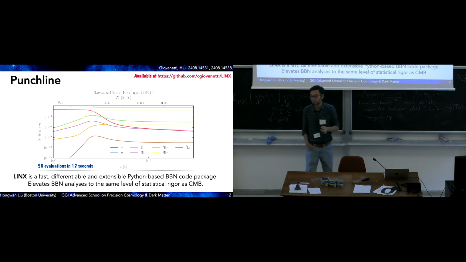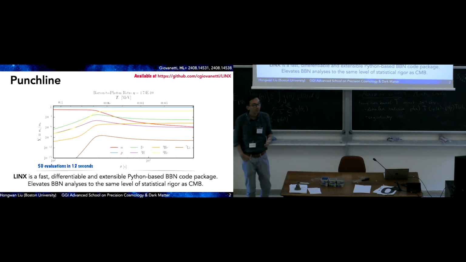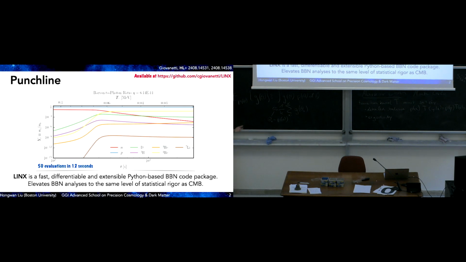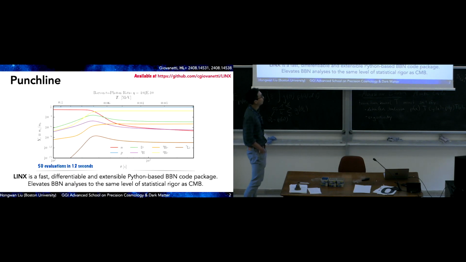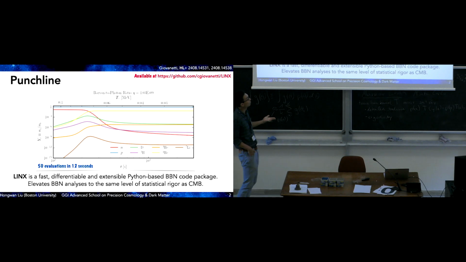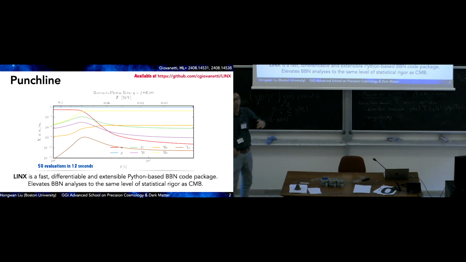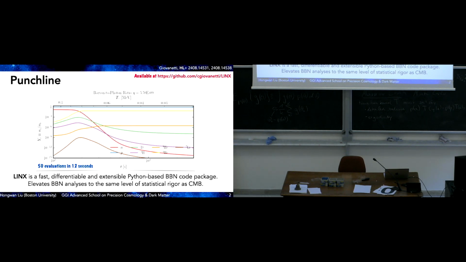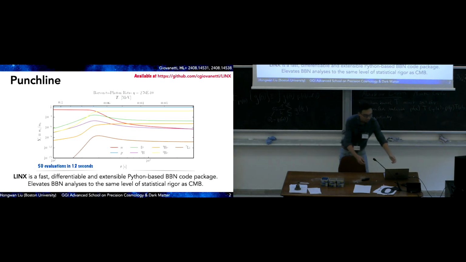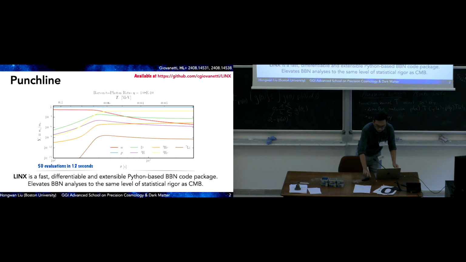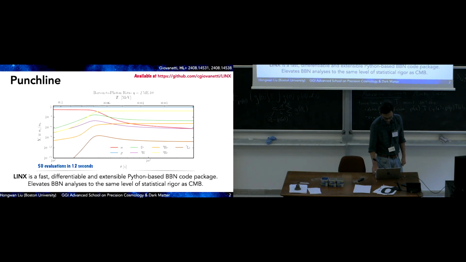And we think it's structured in a way that's friendly towards new physics applications. And we think that because now you have a fast code, you can hook it up with other CMB codes such as CLASS, and that will elevate the usual BBN analyses to the same level of statistical rigor as the CMB, which is something that I'll explain in the upcoming slides.